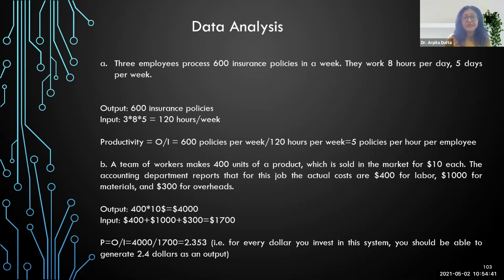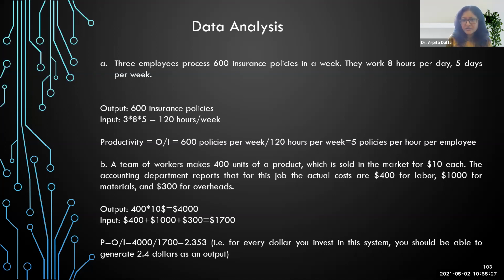Now in problem B, a team of workers makes 400 units of a product, which is sold in the market for $10 each. The accounting department reports that for this job, the actual costs are $400 for labor, $1,000 for materials, $300 for overheads. So cost is nothing but the input. So we have to add up all this. Output is what? In terms of money, 400 units into 10 each. So $4,000. Productivity is output by input, roughly 2.4. So the interpretation is important here.